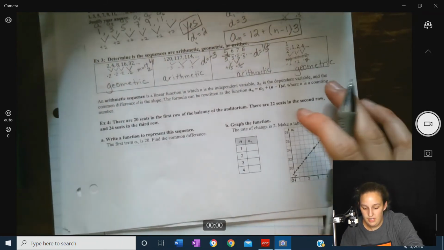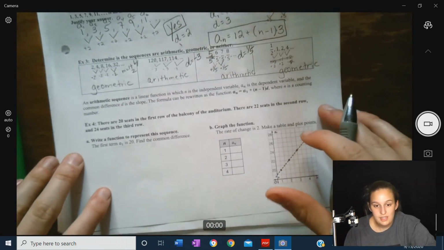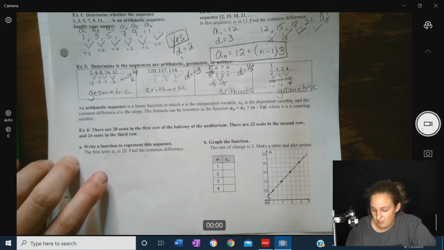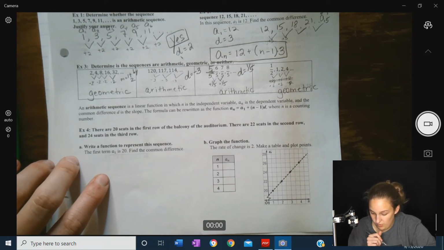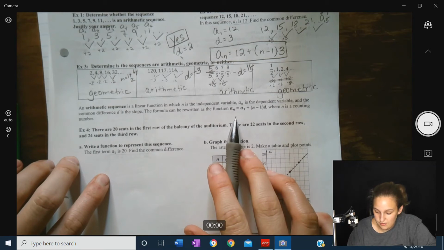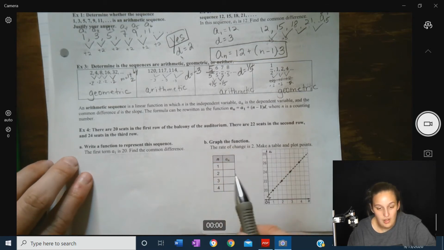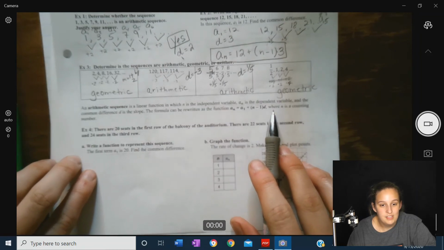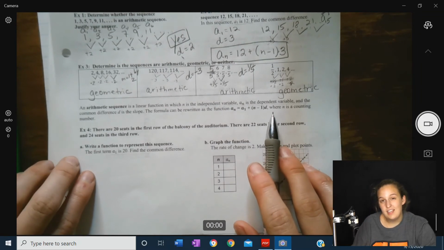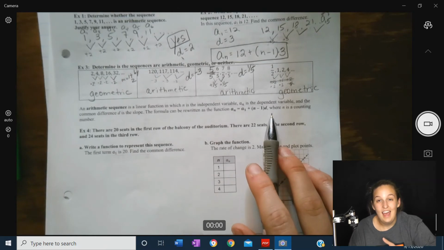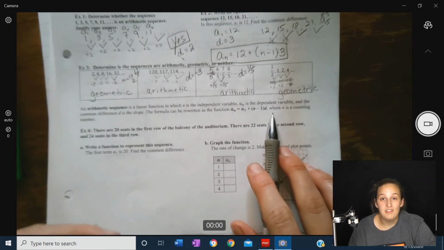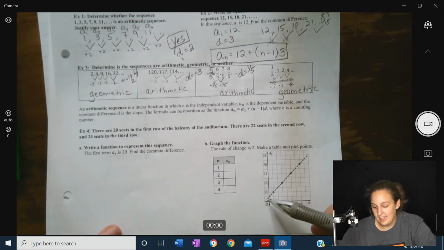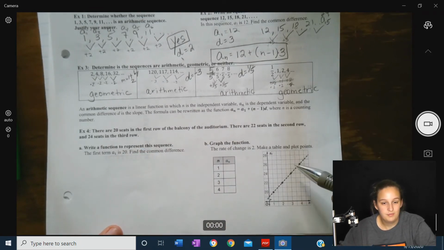All right, down here, an arithmetic sequence is a linear function where n is the independent variable and an is the dependent variable. And you can write it as this function where n is a counting number. Really all this is saying, and the common difference is the slope, is you can write this as a formula and actually graph it out to make predictions. And arithmetic ones are nice because it is a linear function.